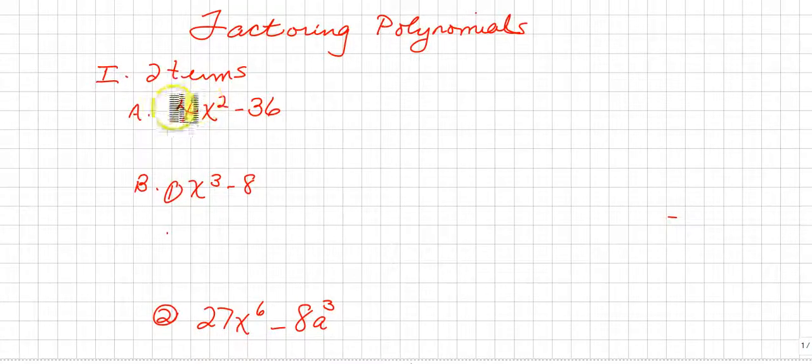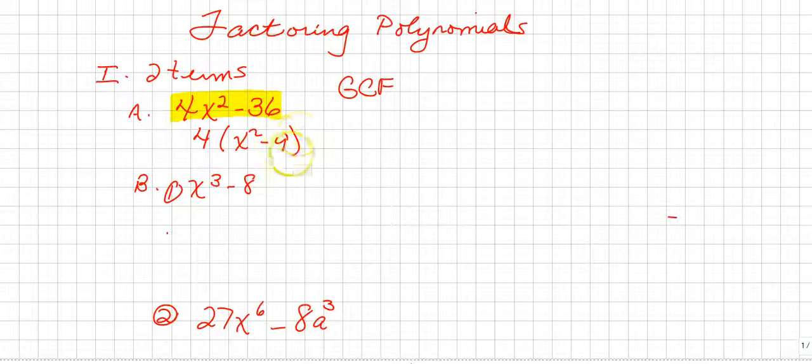If you have a two-term polynomial, or any polynomial as far as that goes, the first thing you always want to do is factor out the greatest common factor, if there is one. Now example A, 4x squared minus 36. 4 is a common factor to both terms. So the first thing you do is factor out that 4, divide both terms by 4, and that leaves 4 times the quantity x squared minus 9.